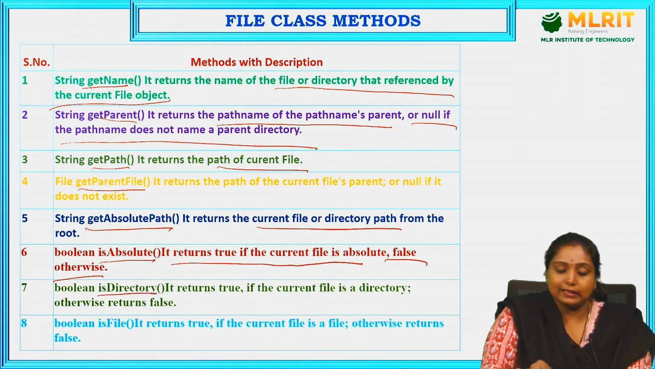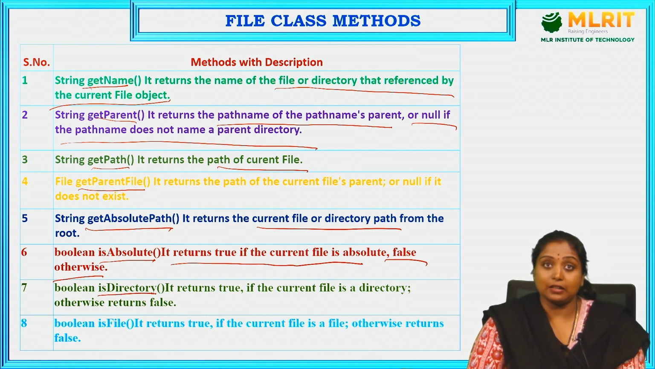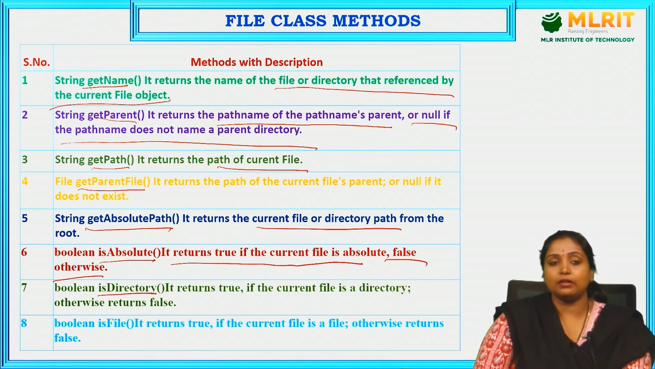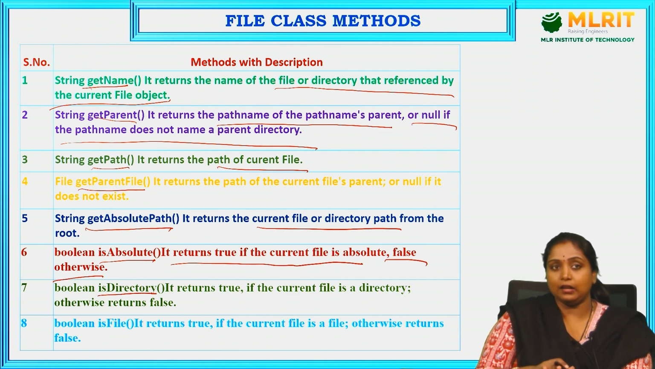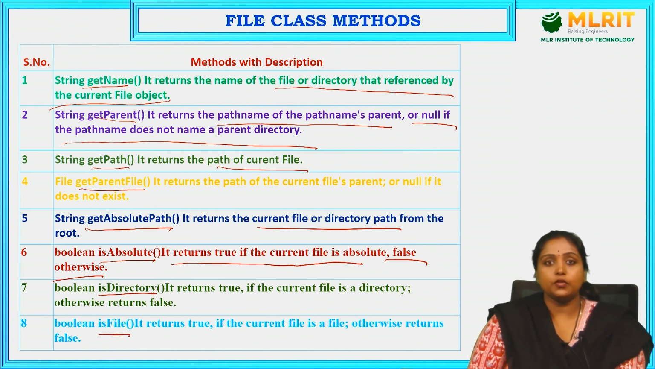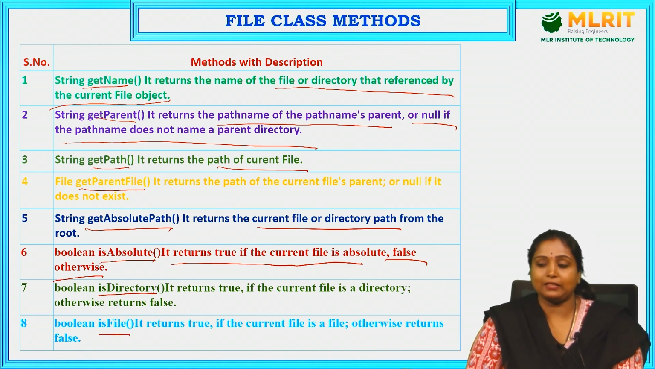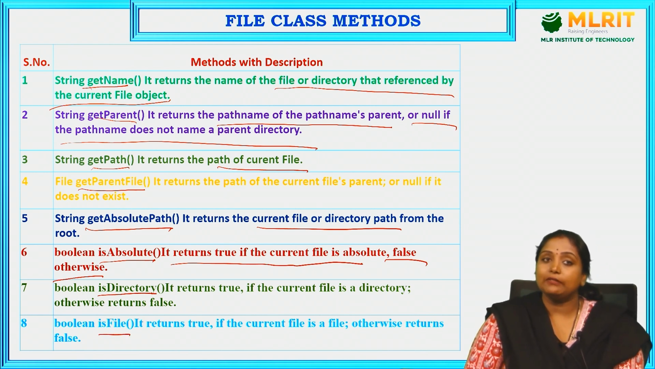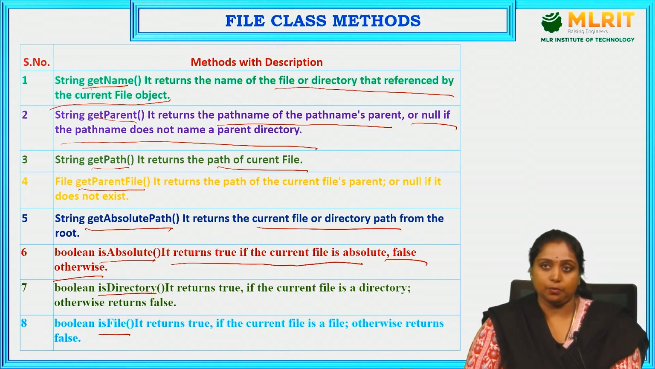And isDirectory: if the current file object you are giving is a directory, then it will return you true. If it is not a directory, then it will return you false. And isFile: if my path name is a directory path, it will check whether it is a file or not. So it returns true if the current file is a file, otherwise it will return you false.